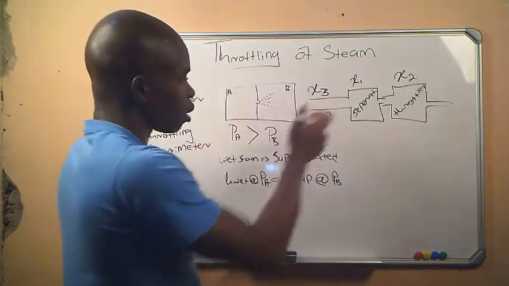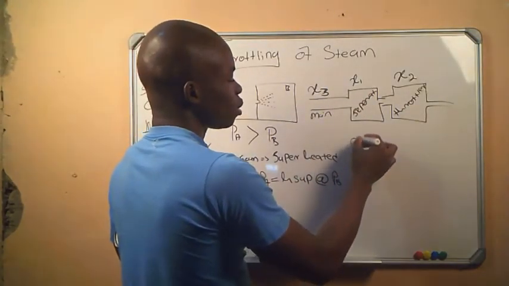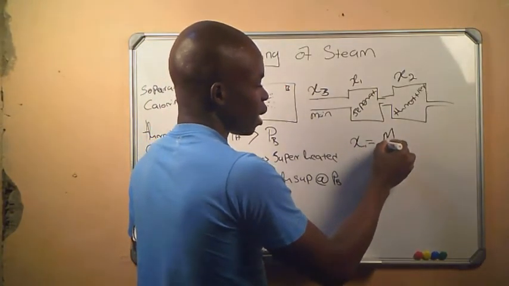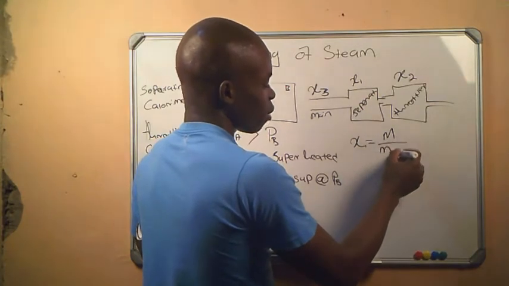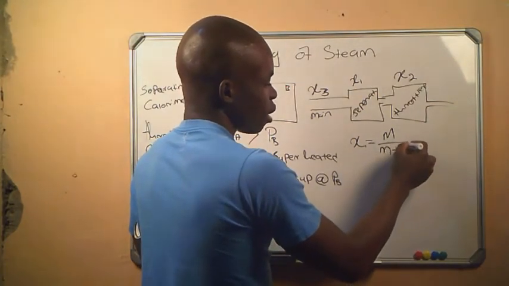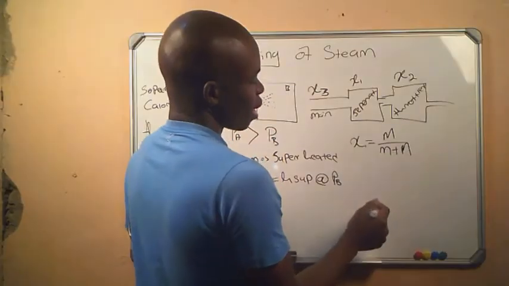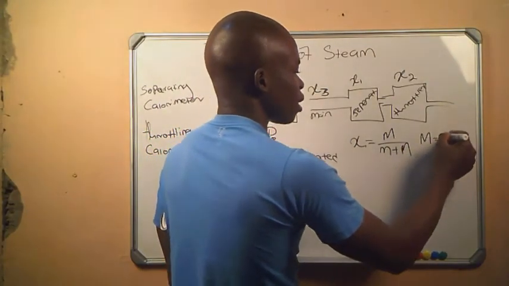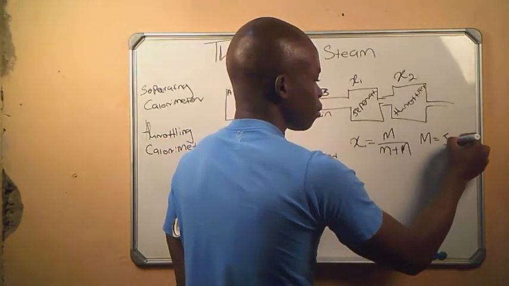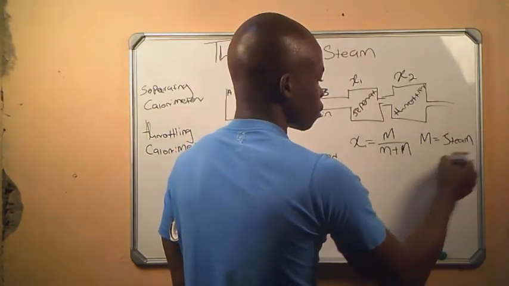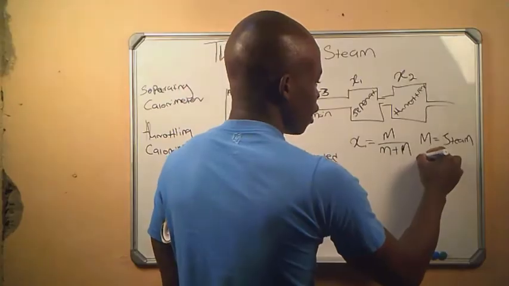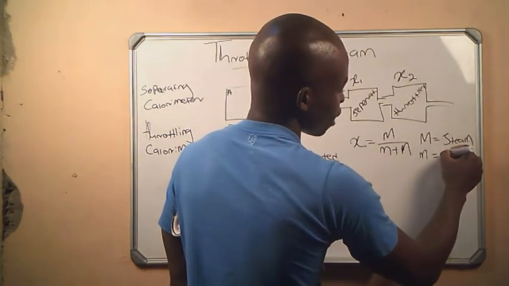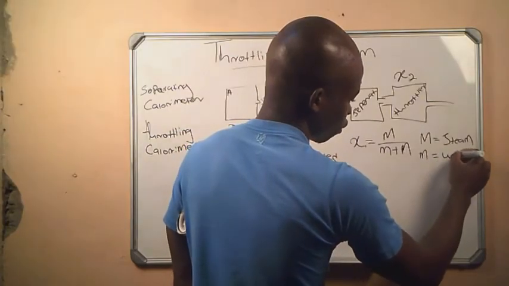So our x1 is given by big M divided by small m plus big M. The big letter M is the mass of the steam, and the small letter m is equal to the mass of the water droplets, the mass of water.